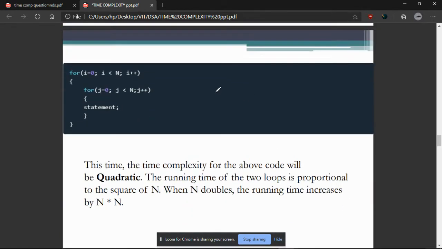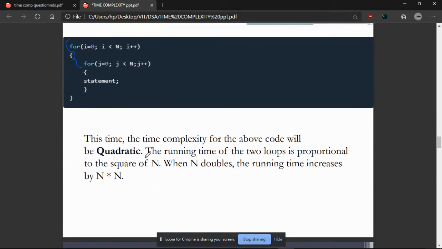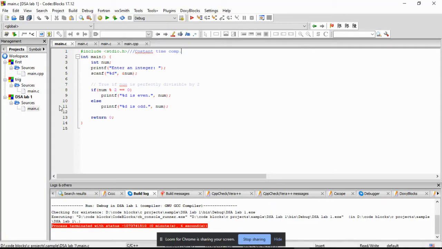Now, for example, we have a nested for loop. Yes, a nested for loop is used for quadratic. Now, we have a nested for loop, so this will always be quadratic since when n doubles, the runtime increases by n cross n. We can also see an example of this one.